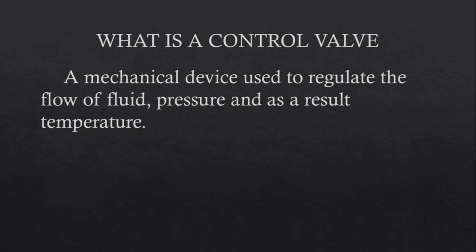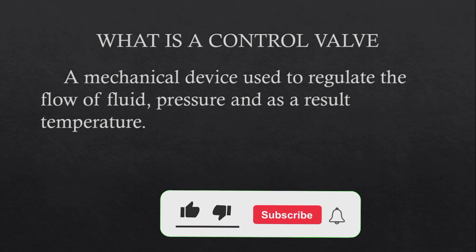Our second equipment for the day, a control valve. What exactly is a control valve? A mechanical device used to regulate fluid flow, pressure, and as a result, temperature. Remember that there is a relation between pressure and temperature. For liquids, it's sometimes directly, sometimes indirectly proportional, but for gases, it is always directly proportional, temperature and pressure, like we have always been saying.